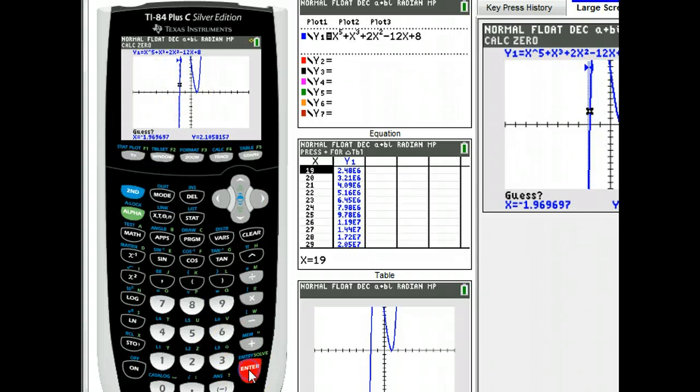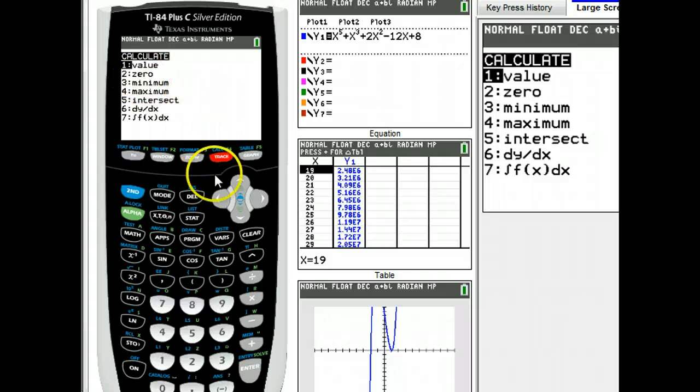It asked me to guess. I hit enter again. And yes, indeed, it was -2. So my x value equals -2 on that one. Okay, so now that I have that, I know that it's -2. Now I also want to try to see this one here, so I'm going to go ahead and do the same thing. Hit second trace, and then look for my 0, which is option number 2.